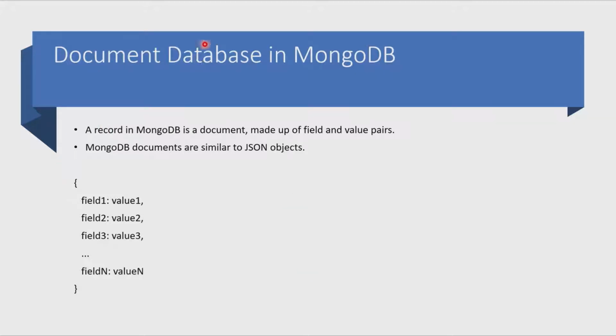So the document is stored in this format. There is a curly bracket, then you have the field and the value. If you have to insert many, you can put a comma, and it goes like this. It is the JSON format. There is a separate tutorial for what is JSON and BSON, which is used in MongoDB.